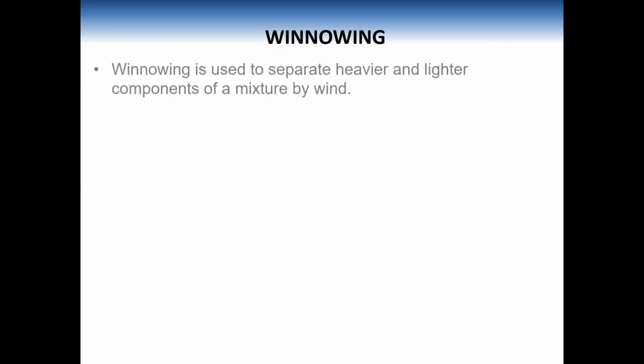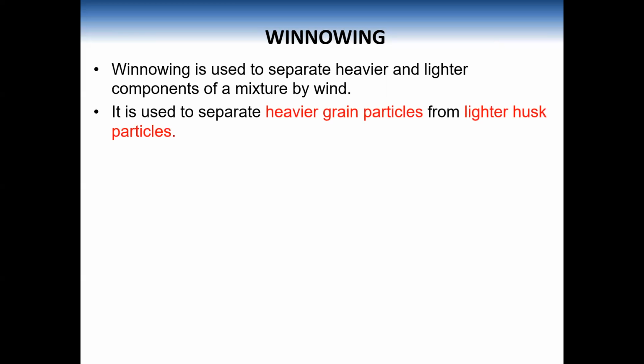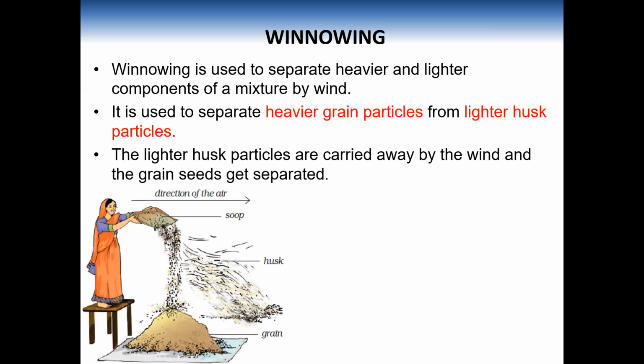Next method of separation is winnowing. In this method, we separate heavier and lighter components of a mixture by wind. It is used to separate heavier grain particles from lighter husk particles. Grain is covered by an outer covering known as husk, which is lighter. The lighter husk particles are carried away by the wind and the grain seeds get separated.